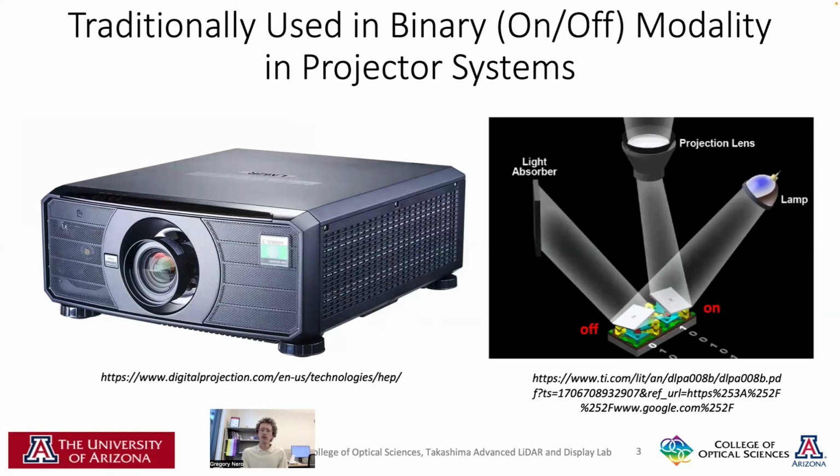DMDs are traditionally used in projector display systems. A light source illuminates the DMD surface, and the on mirrors, which encode the image information, will direct that light through a series of projection optics out to a screen for us to view, and the off mirrors will direct light to a beam dump or a light absorber. The micromirrors here are only used in a binary on-off modality. Either the mirror is on and the light is channeled to a screen, or the mirror is off and the light is channeled to a light absorber.